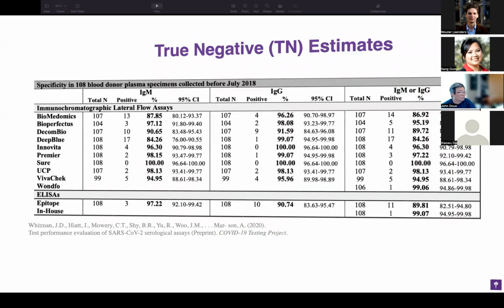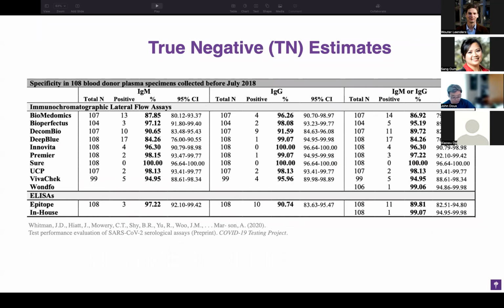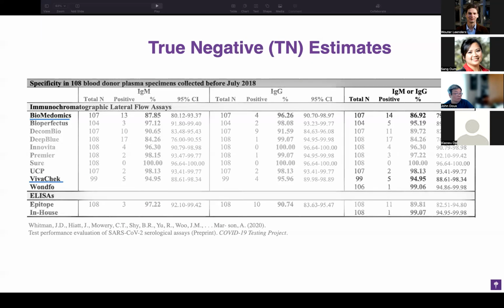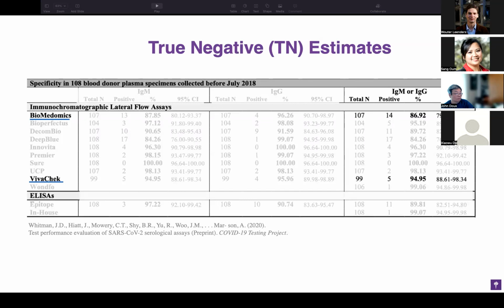And now I can do the same thing using the samples that were collected before the pandemic started. Again, I take Biomedics and Gives a Check, and I get these two results. These are my true negatives.